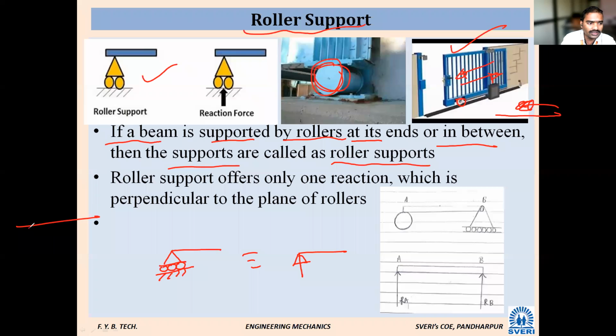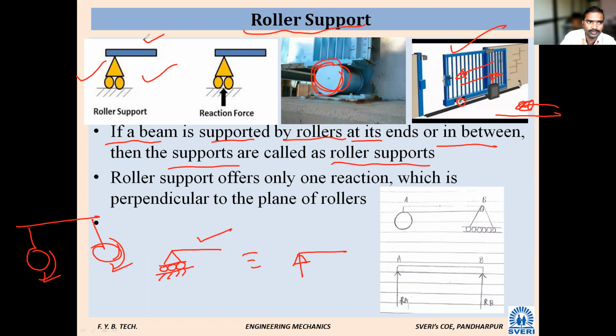For your cycle, there are supports. There is a cycle wheel. Is it moving or what? It is moving. Which type of support? Roller. It is roller support. Is it clear, everyone? Yes. This is the symbol you have to give for the roller support. Okay, so like this you have to denote.